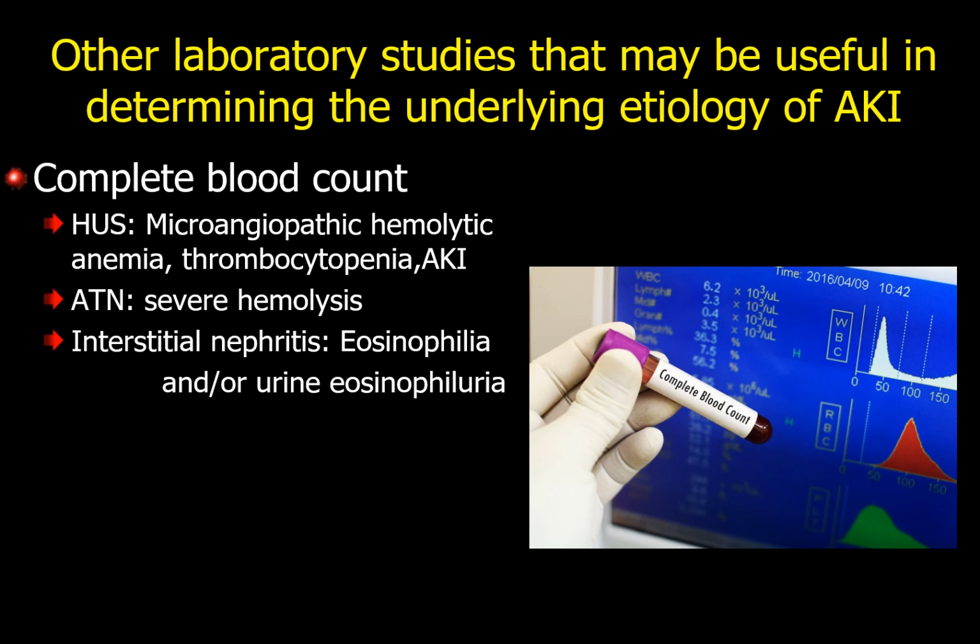Complete blood count is also useful in determining the underlying etiology of AKI. For example, if you see the triad of microangiopathic hemolytic anemia plus thrombocytopenia plus AKI, it is indicative of hemolytic uremic syndrome. Severe hemolysis, whether drug-induced or secondary to hemoglobinopathies, may result in acute tubular necrosis due to massive hemoglobinuria. If there's eosinophilia and/or urine eosinophiluria, it is indicative of interstitial nephritis.